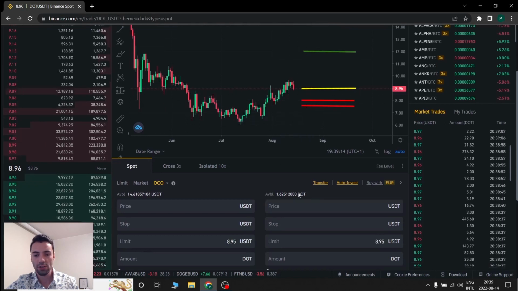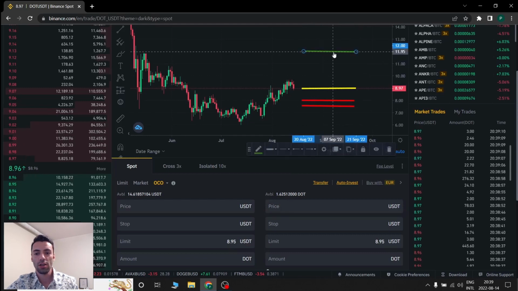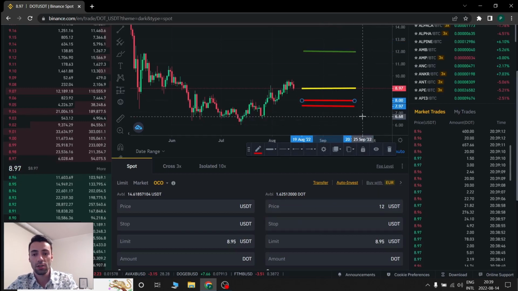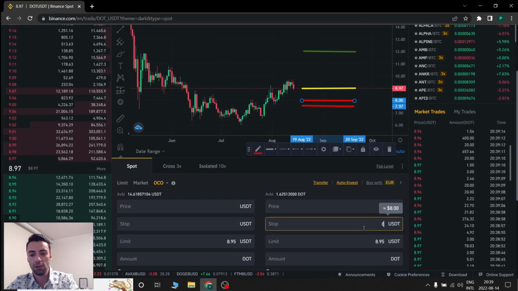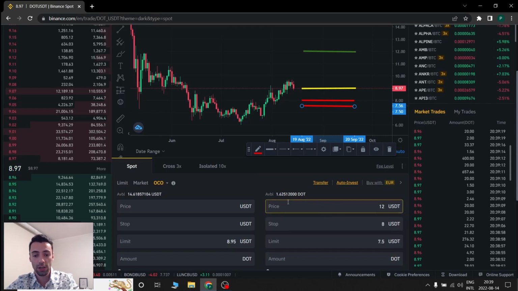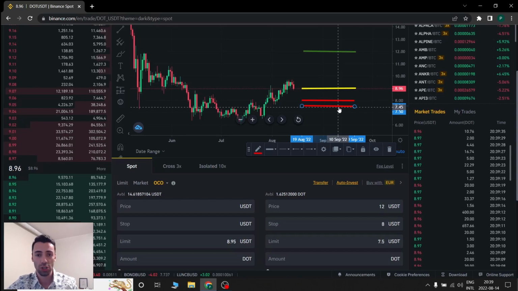For example, we have some Polkadot here. The price here is our target. It's 12, so we enter 12. And for the stop, we want to activate our stop limit at the price of $8 and with the limit of $7.5. So again, price is our target and stop is our activation price for the stop limit, and here the limit is the last price at which we will stay in this position.